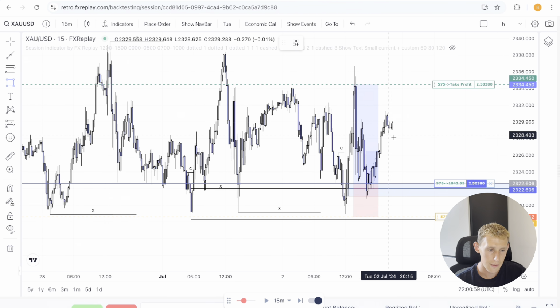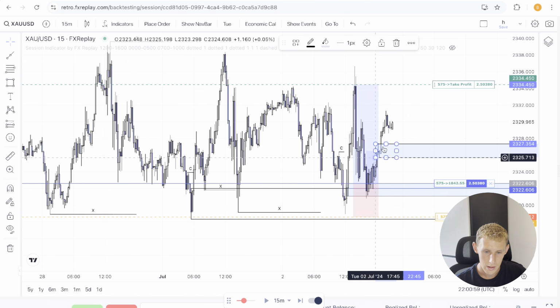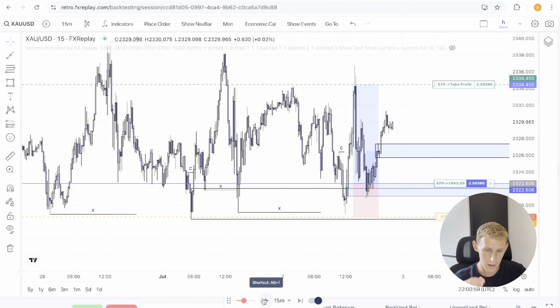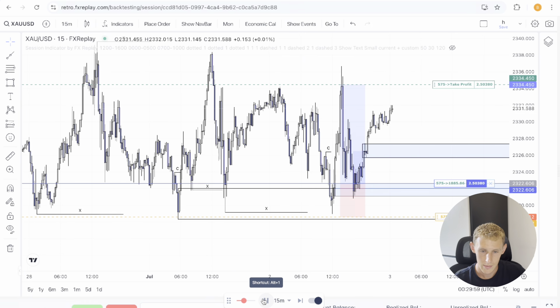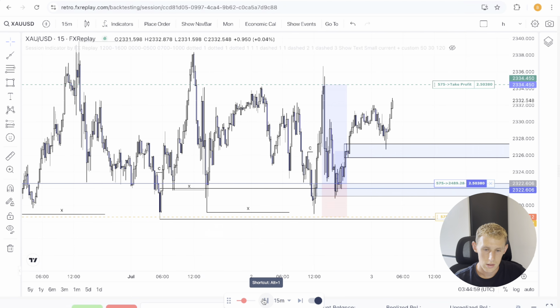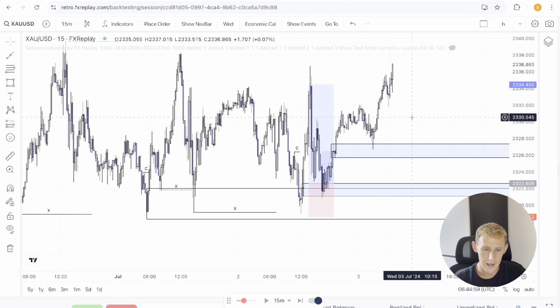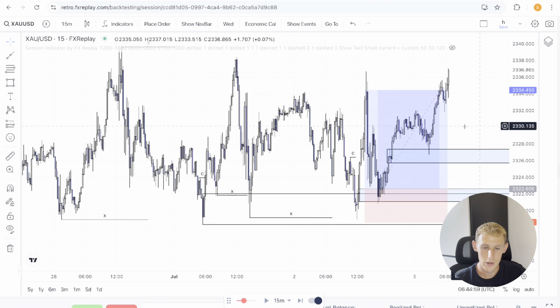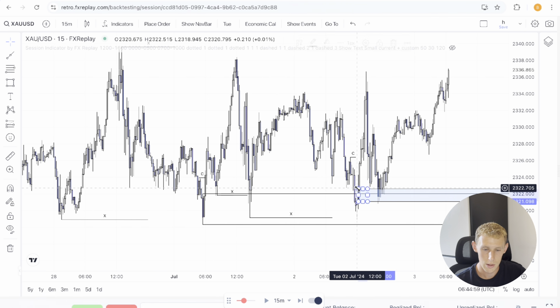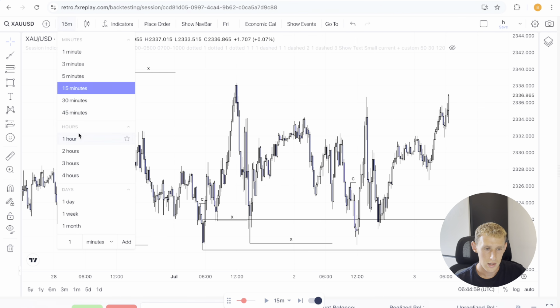If I was looking for another entry, probably could enter on this 15-minute demand, but because we're in this initial trade, I'm not going to do that. But yeah, that would have been a nice second entry opportunity if you missed the first, and that trade also played out very nicely. So let's have a look here.